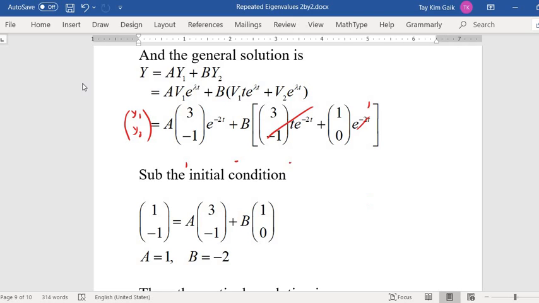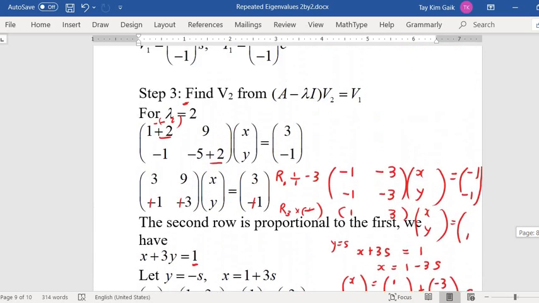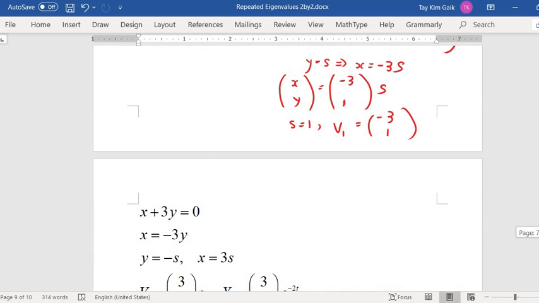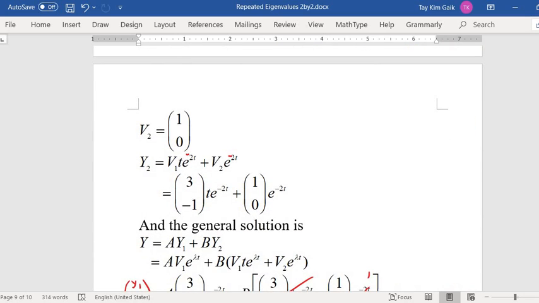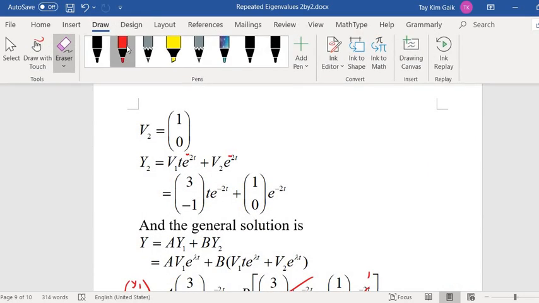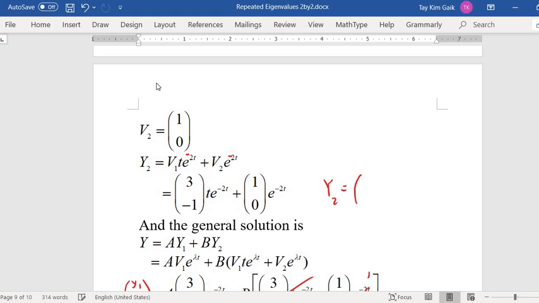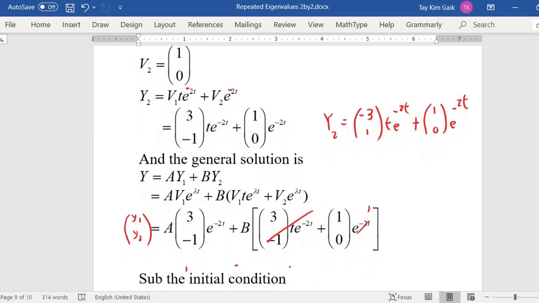So we got another variation where my v1, by using scale y equal to s, is negative 3 and 1. So my v1, that is my y2, I got another variation. This is negative 3, this is 1, this is t, this exponent negative 2t, plus v2, which is the same. So v2 is 1, 0, exponent negative 2t. So this is my general solution.